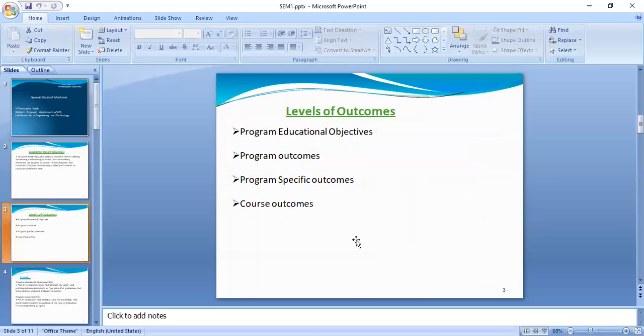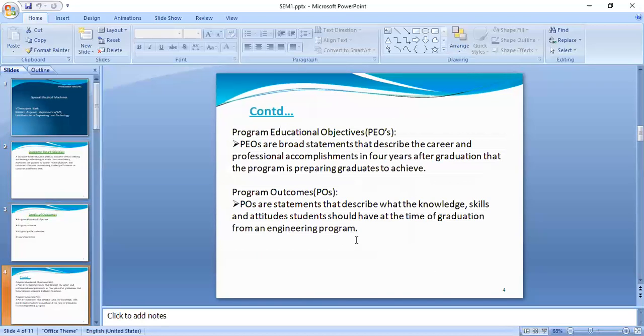One is the program educational objectives, second is the program outcomes, third is the program specific outcomes, and fourth is the course outcomes. By using all these four outcomes, we are measuring outcome-based education. Okay, first one is program educational objectives. Actually, these are broader statements. Our department or institution will define these statements.